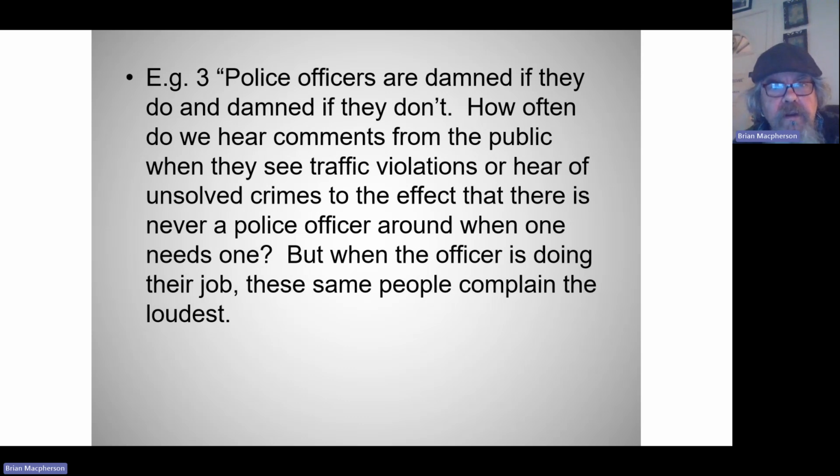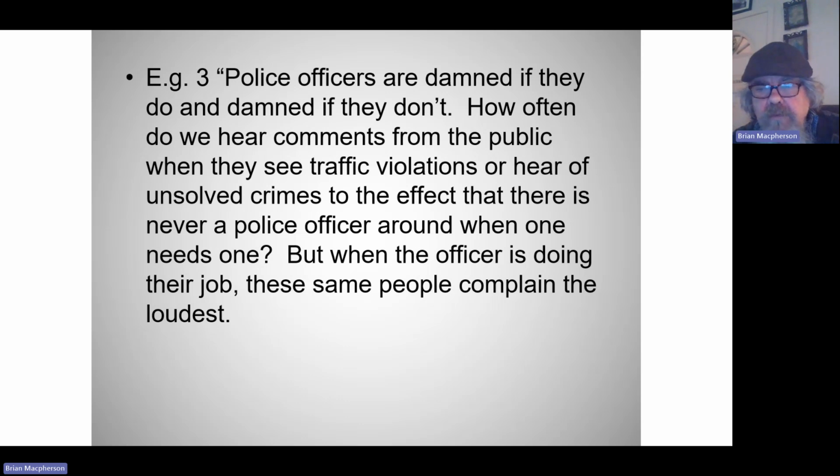So we often hear comments from the public, like myself, that when we see traffic violations, there's never a police officer around when they're needed, right? On the other hand, a lot of people complain. Let's say I'm driving down to Tecumseh, I'm maybe going, I don't know, 10 or 15 kilometers over the speed limit, and a police officer pulls me over. I might say, "Darn it, why are they over-enforcing the laws?" So we often react that way too.